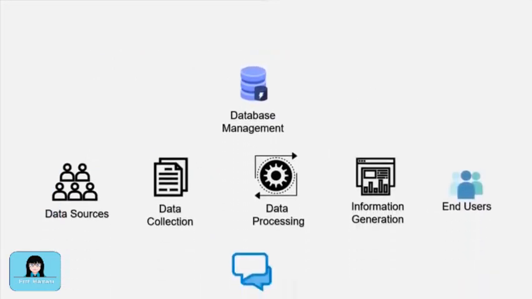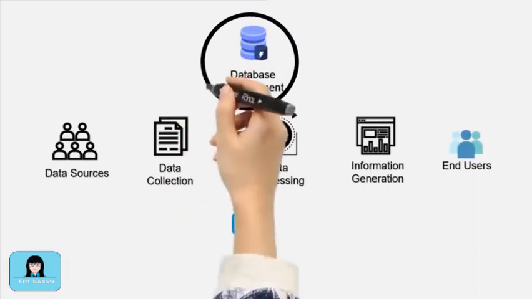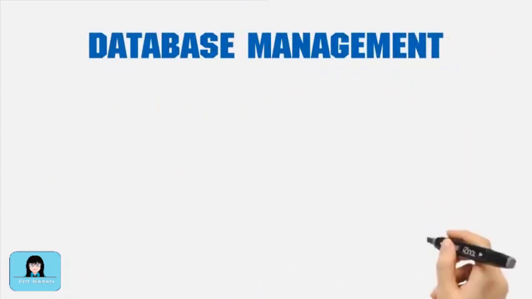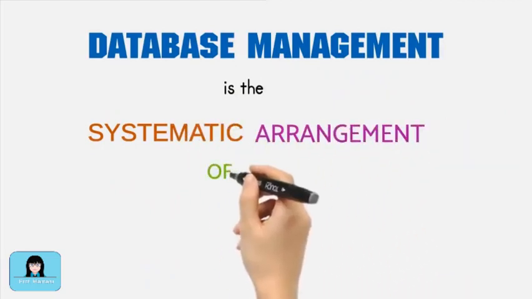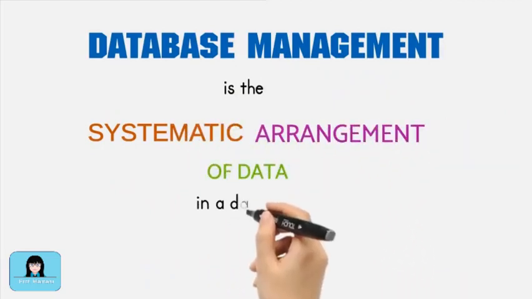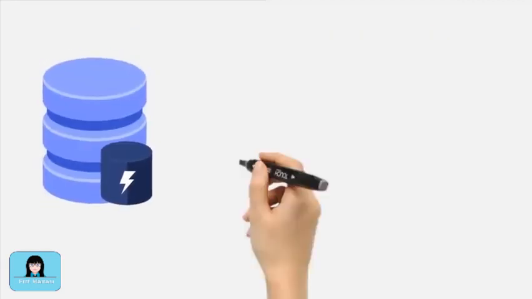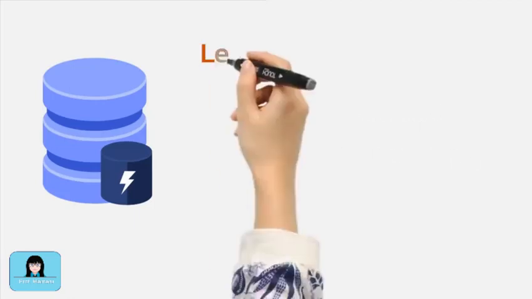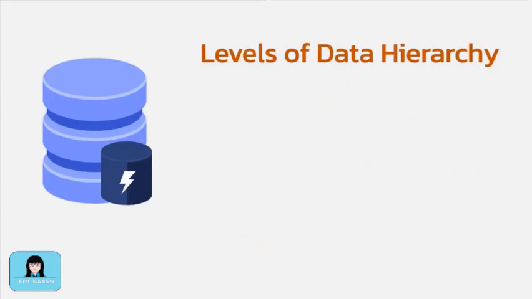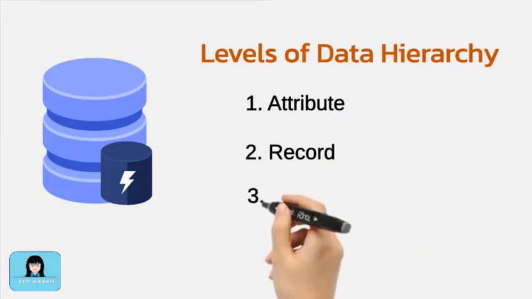The next element is database management. Database management is the systematic arrangement of data in the database. The database is the physical storage for financial and non-financial data. The data in the database follows a level of hierarchy. The levels of hierarchy are attribute, record, and file.